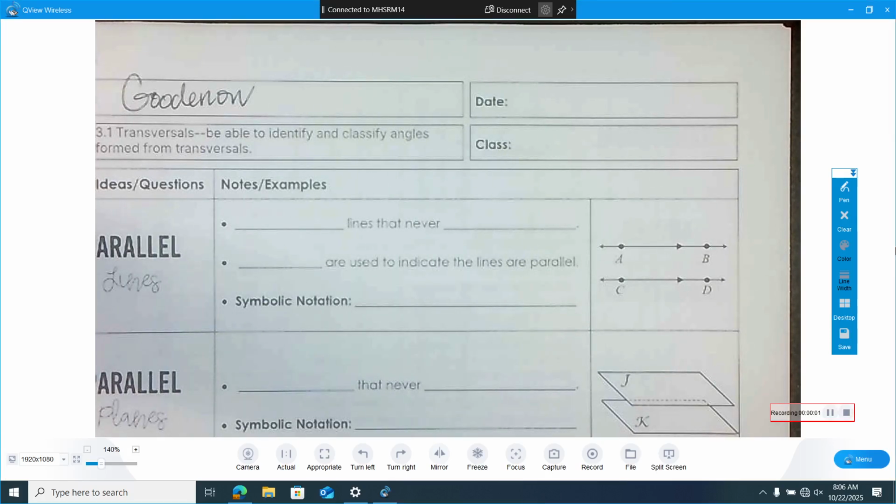We are starting a new unit on parallel lines, which is kind of a fun unit. I really like parallel lines. I think it's kind of neat. Creates lots of cool things.